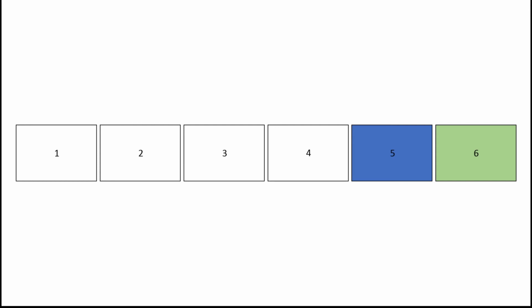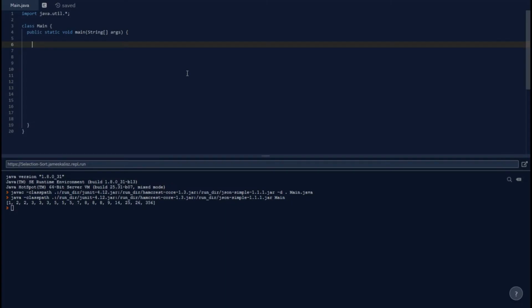And this is how selection sort works. We will now move on to the coding portion in Java. Okay, now let's look at the coding portion of the selection sort.